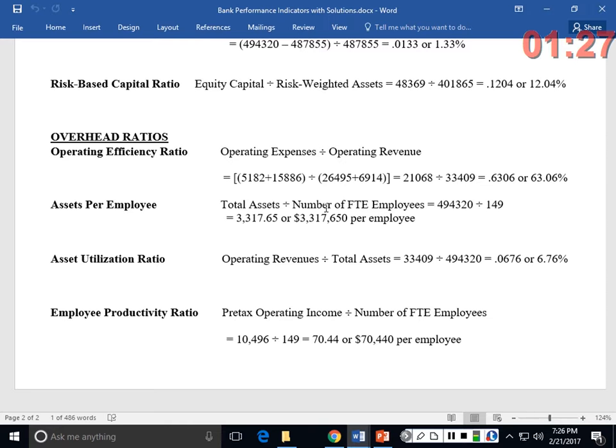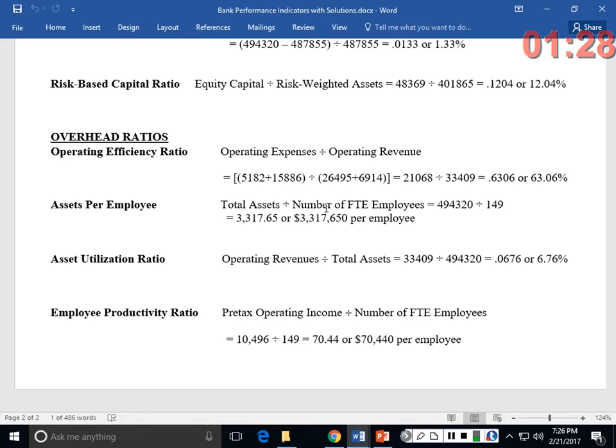Asset utilization ratio, revenues divided by assets, 6.76%, and employee productivity ratio. Basically what this is saying is how much pre-tax operating income are we creating per full-time employee? And we're creating $70,440 per employee. And of course, you would want that number to be as high as possible also, to a certain extent.